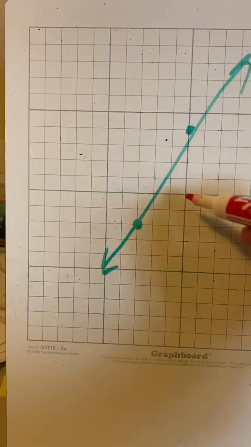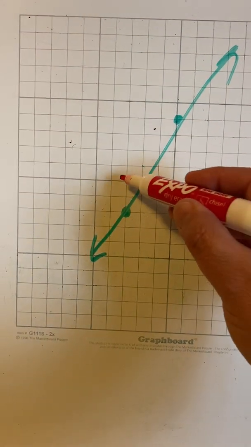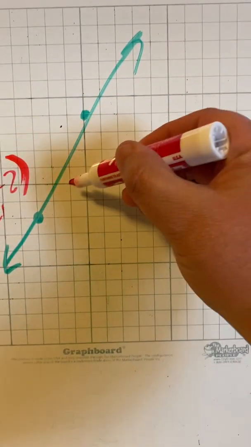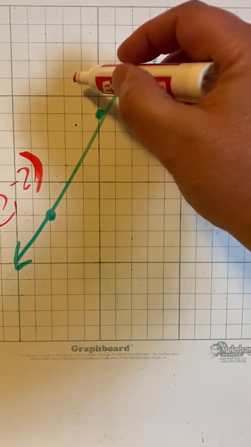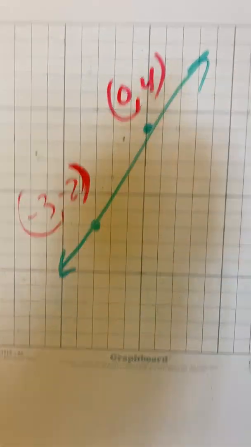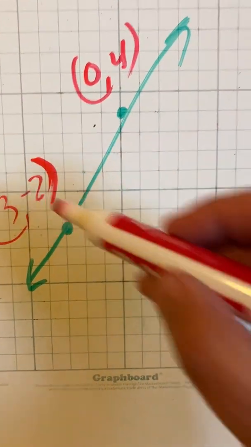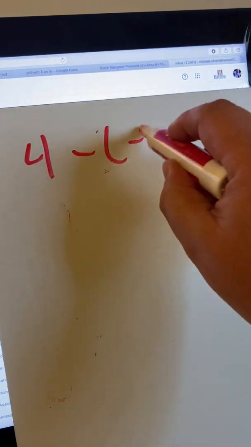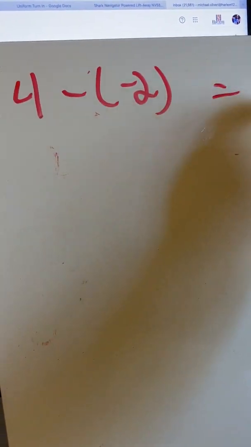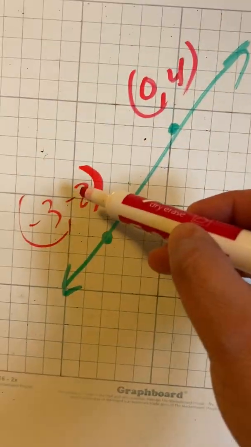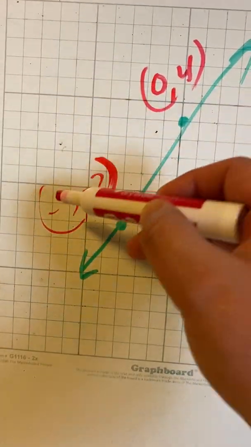You can use the change in y over the change in x. They give us 2 points right here. This point's ordered pair is -3, -2. And this point right here is right or left 0, up 4, 0, 4. So we've got 2 points on this graph. We can find the change in y, 4 minus a -2, which turns into 4 plus 2, which is 6, over the change in x, 0 minus a -3. We have to put it in the same order.